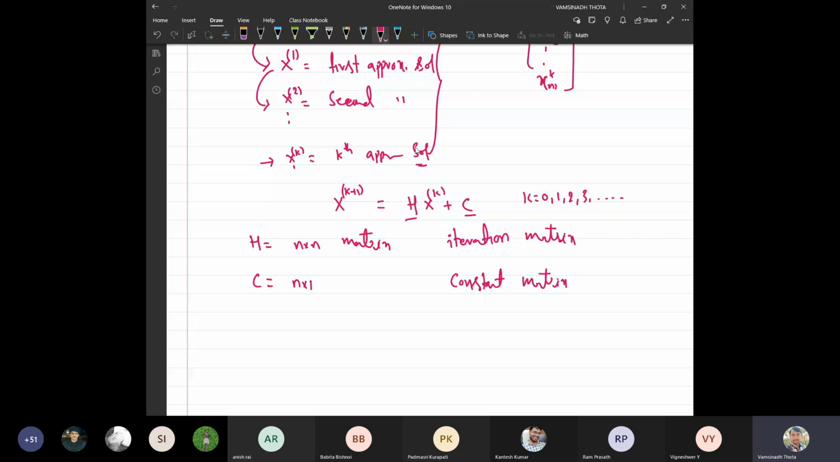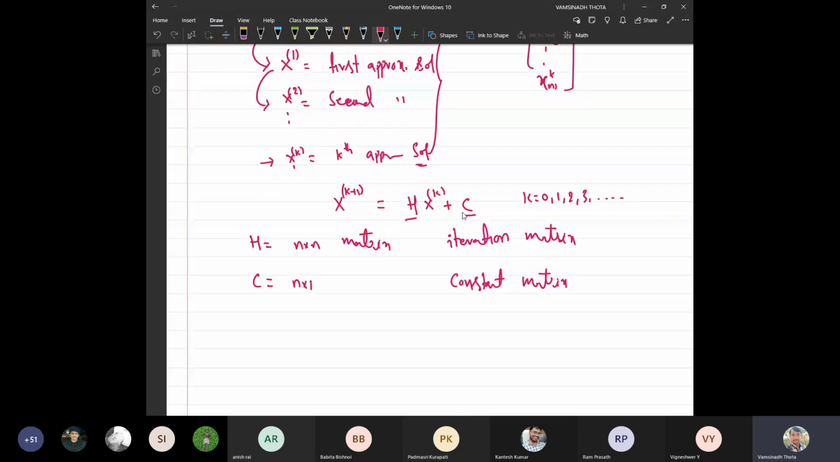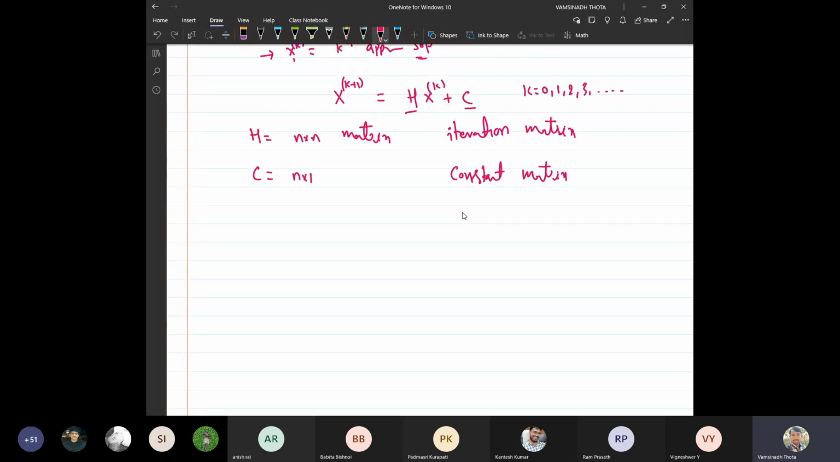So the iterations will continue, but how many iterations should we do? At what point should we stop the iteration process? It is completely an algorithm-oriented process, and the algorithm should be terminated at some point. So that is what we call the error tolerance, epsilon.